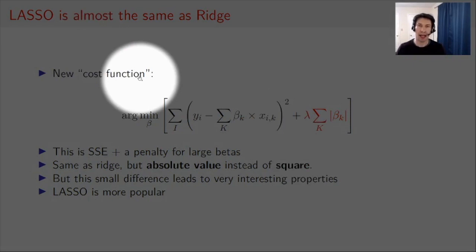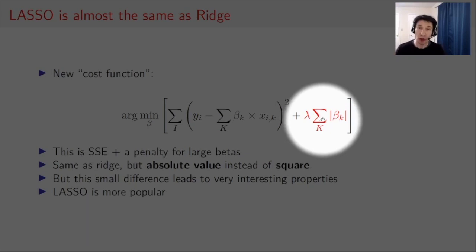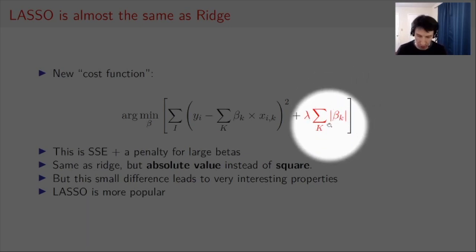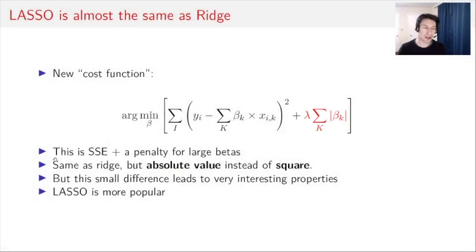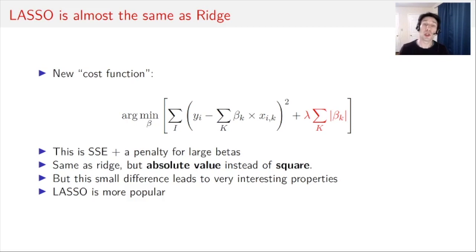You also modify our OLS cost function by adding a penalty for larger betas. The only difference here is that instead of adding a penalty for betas squared, you use the absolute value of beta. So the new cost function is the sum of squared errors plus a penalty for large betas using the absolute value instead of the square. And it is also multiplied by this lambda parameter, this regularization parameter. And so what looks like a very small difference is actually going to give us very different, very interesting properties that are the reason why Lasso tends to be more popular than ridge.